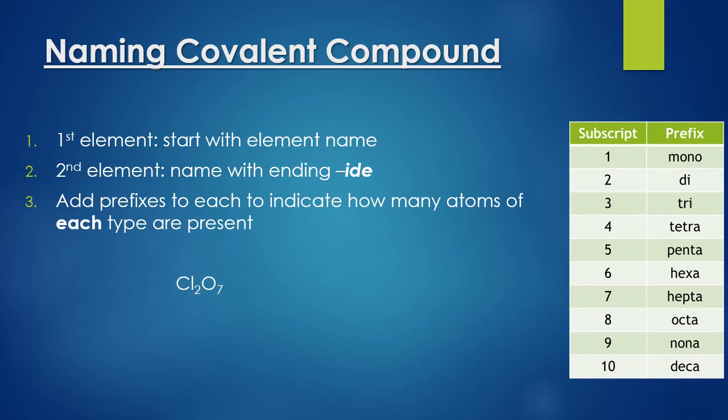So next we're going to look at Cl2O7. So let's systematically go through it. Cl is chlorine, so that would be our first word, our first element. Second element, oxygen. Since it's a second element, we would change it to oxide. Next, add prefixes. 2 chlorines would be dichlorine. 7 oxygens would be heptaoxide.